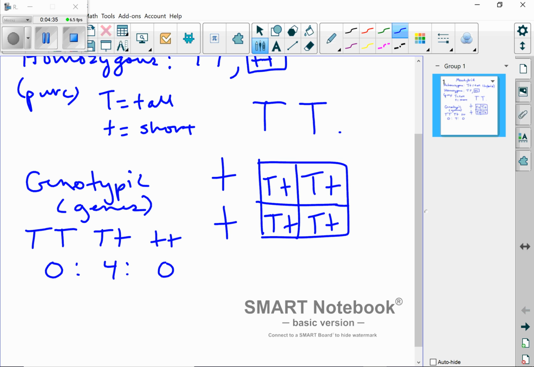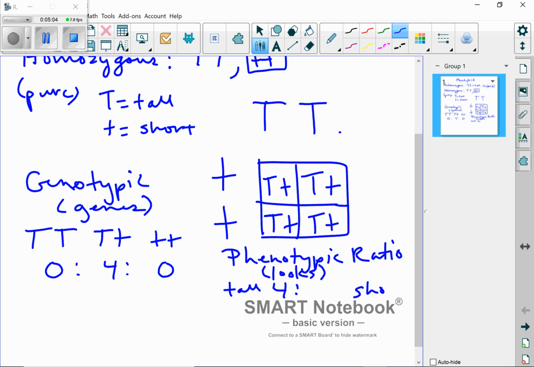So now that we found the genotypic ratio, we also can find the phenotypic ratio. And that is a little bit different, because where we had 3 possibilities for genotype, we only have 2 for phenotype. Remember, phenotype is the physical appearance, what it looks like. So in this case, we only have 2 choices, tall, and they are all tall, so that's going to be 4. Or we could have short, and none are short, so that means our phenotypic ratio is 4:0.